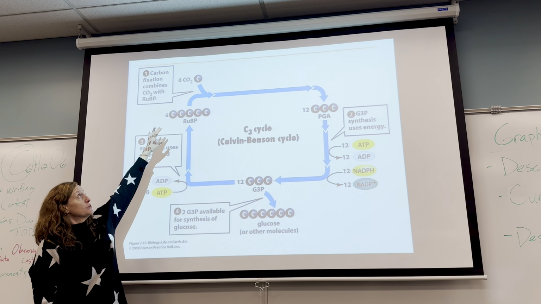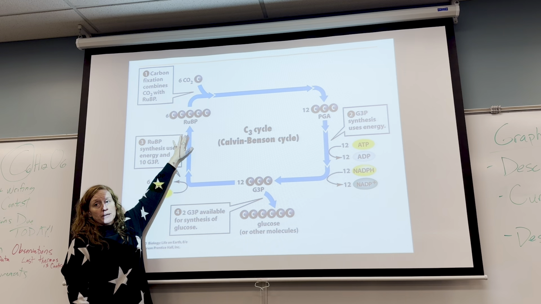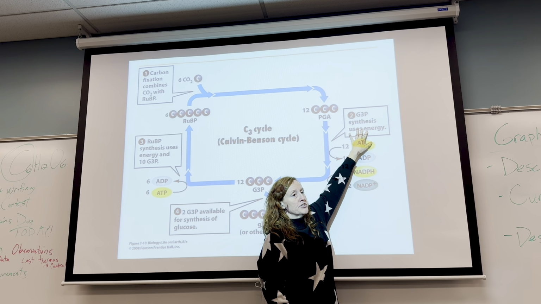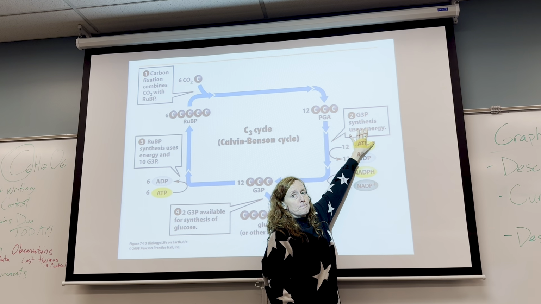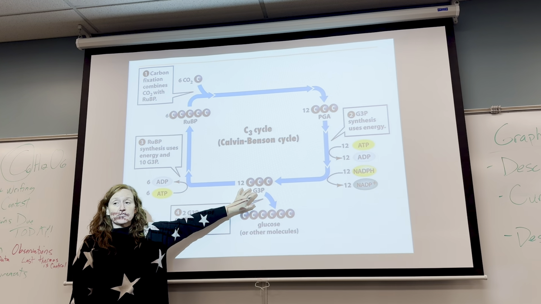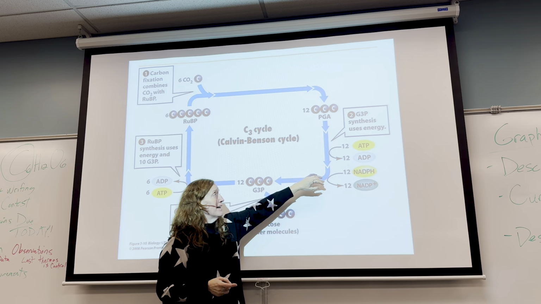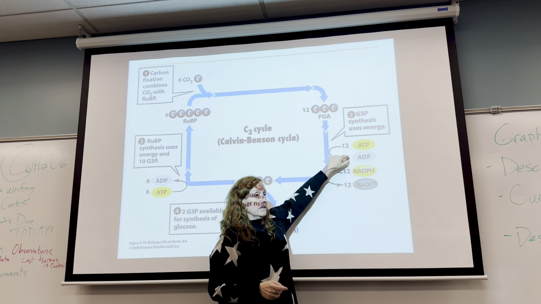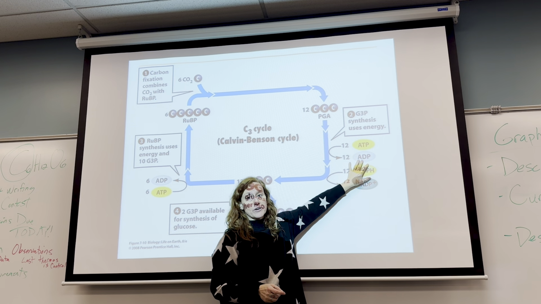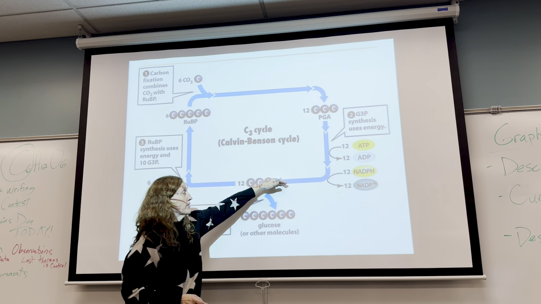They will fix or attach to our 6 RuBPs. They go through a series of reactions to generate 12 PGAs. The 12 PGAs go through a series of reactions to generate 12 G3Ps, which are fueled by the breakdown of ATP and the breakdown of NADPH. Exergonic reactions fuel endergonic reactions.